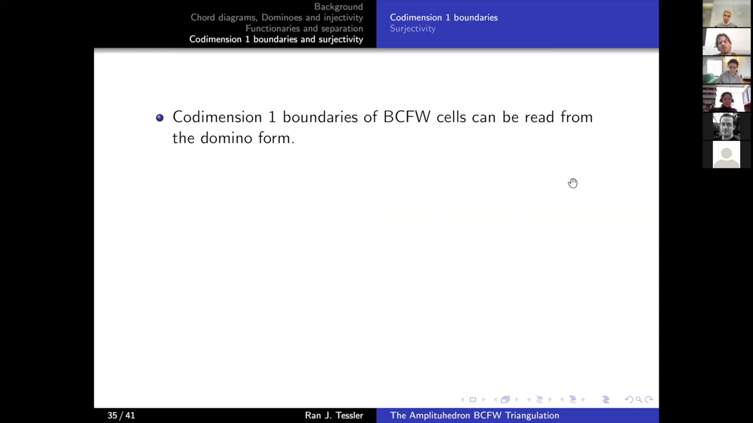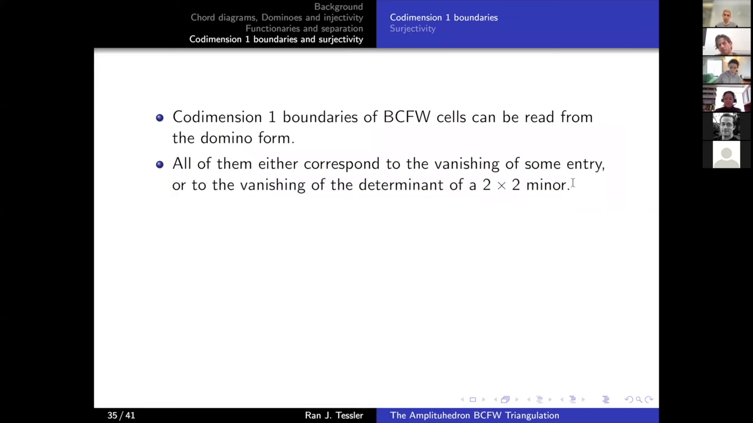So the codimension one boundaries of the BCFW cells can be read from the domino form. It is seen that they all correspond either to the vanishing of some entry or to the vanishing of a 2x2 minor.